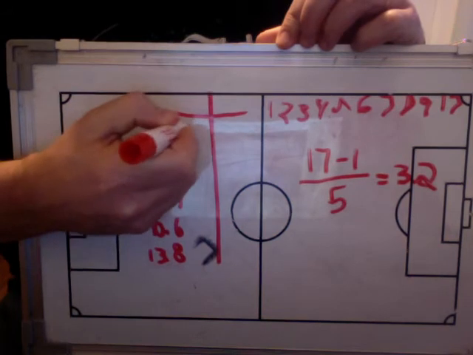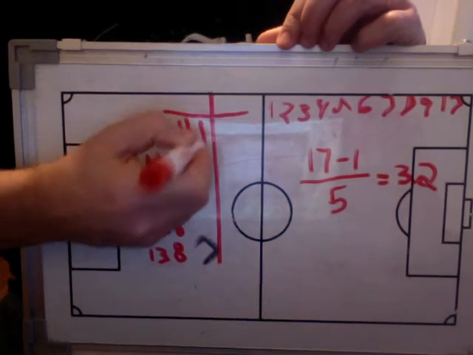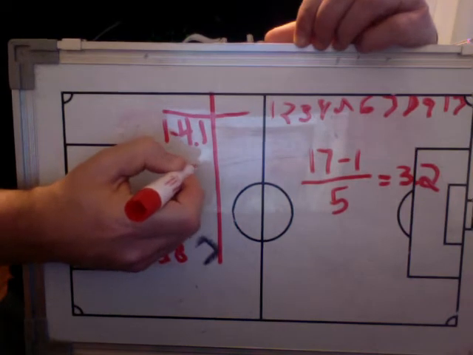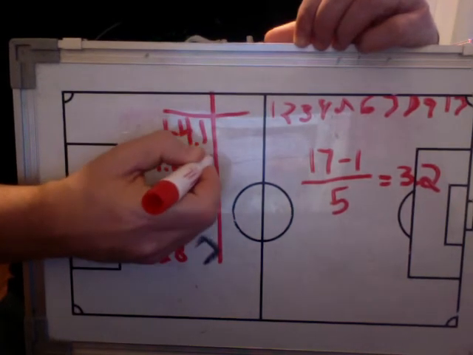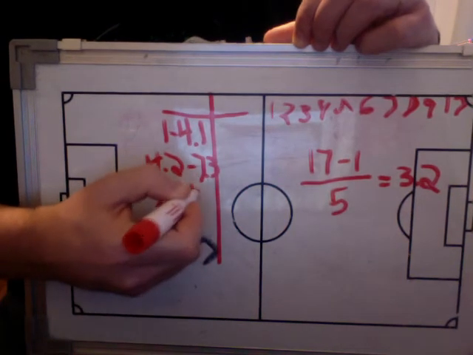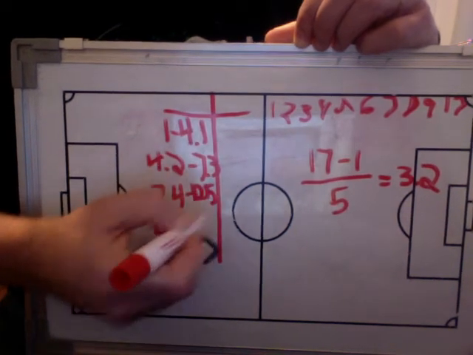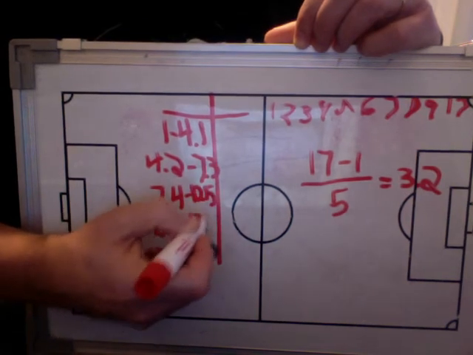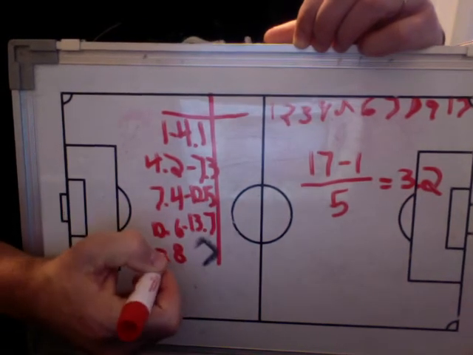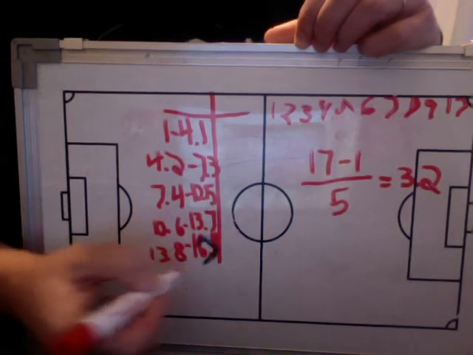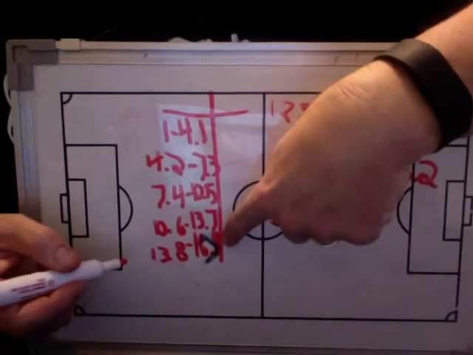So this is going to be 1 to 4.1. Forgive me, I'm writing upside down, so it's not so easy. 4.2 to 7.3, 7.4 to 10.5, 10.6 to 13.7, and then 13.8 to 16.9. Well, right there is the largest number up.